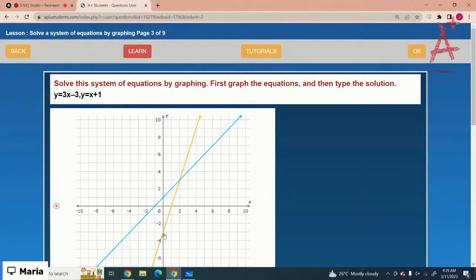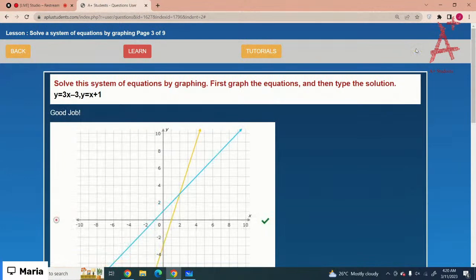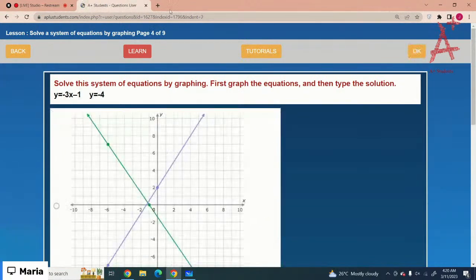That means the line of the graph must touch the y-axis at negative 3. And here the y-intercept is 1, so here is the 1. Got it? So this is the solution of the equation. Okay, let's move on to the next lesson.